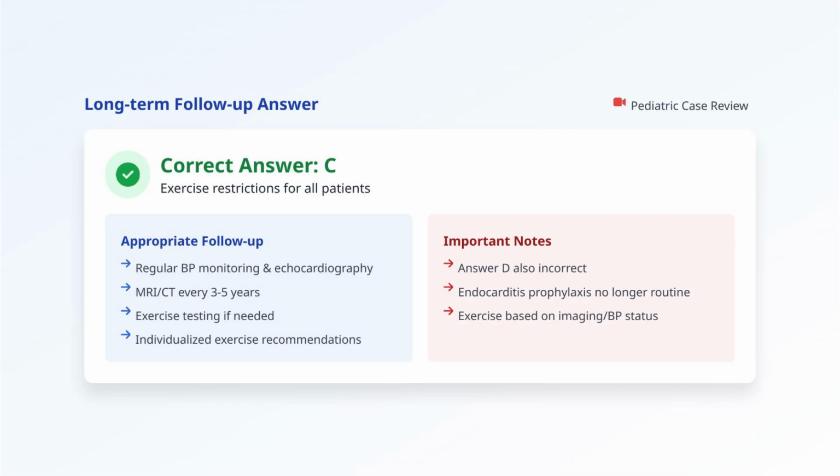Also note that answer D is incorrect as well. Routine endocarditis prophylaxis is no longer recommended for repaired coarctation unless there's residual defect adjacent to a prosthetic patch or device. Appropriate follow-up includes regular blood pressure monitoring, echocardiography, and periodic MRI or CT imaging every 3 to 5 years.